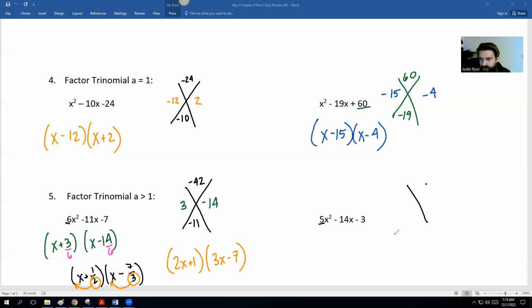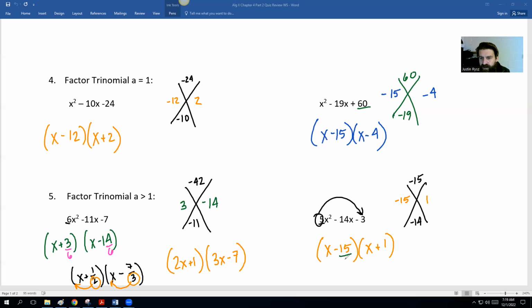All right, so let's try the next one over here. So remember, when we have a number in front, we multiply it. 5 times negative 3 is negative 15. And then the middle number is still negative 14, the middle number. All right, what multiplies to give us negative 15, adds together to get negative 14? That'd be negative 15 and a positive 1. So we got an x minus 15 and an x plus 1.